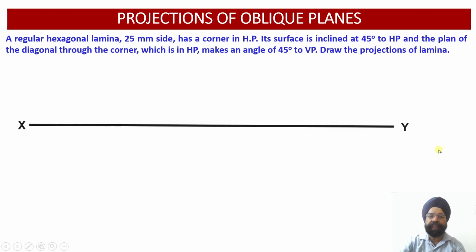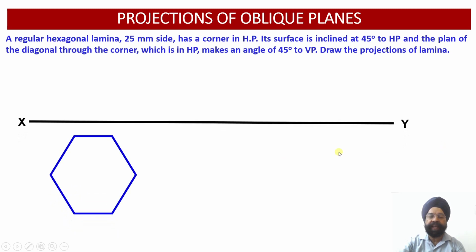So let us start with the construction of the hexagonal lamina projection. So this is step number 1. So we have drawn the true shape and we are going to mark all these points A, B, C, D, E, F, and the edge of this hexagon is 25 millimeter.